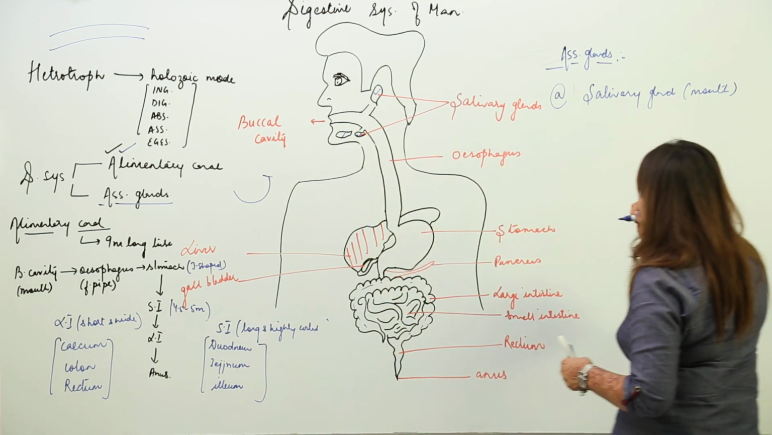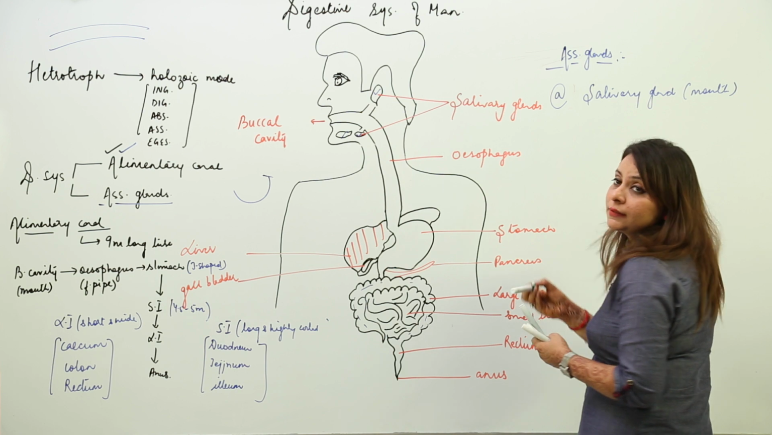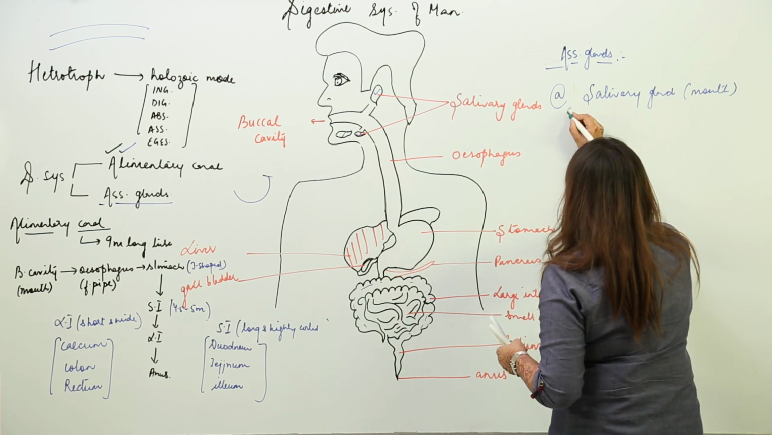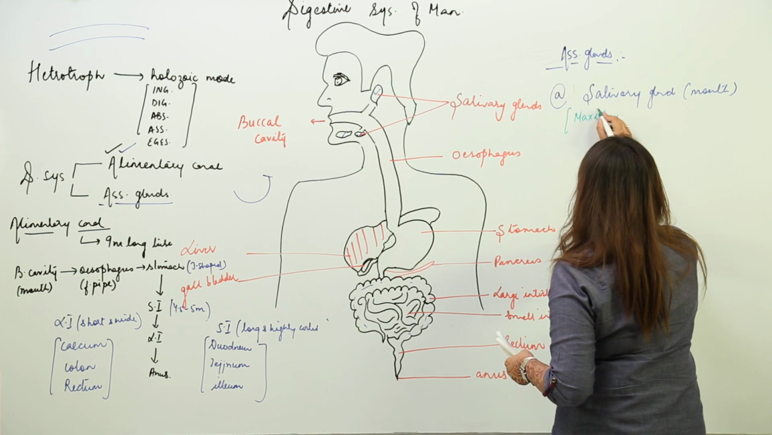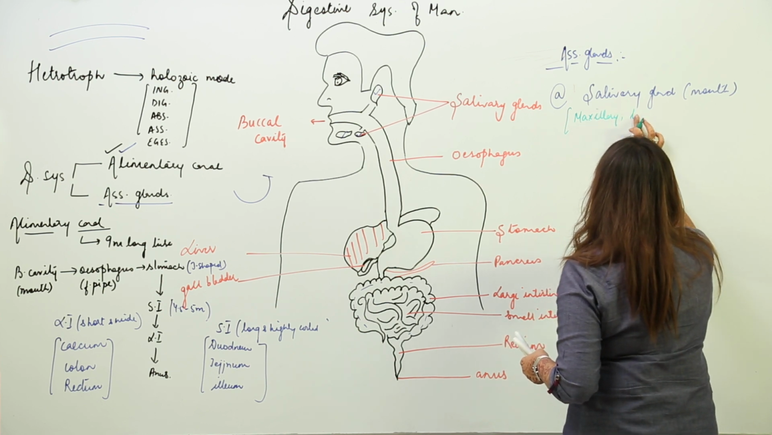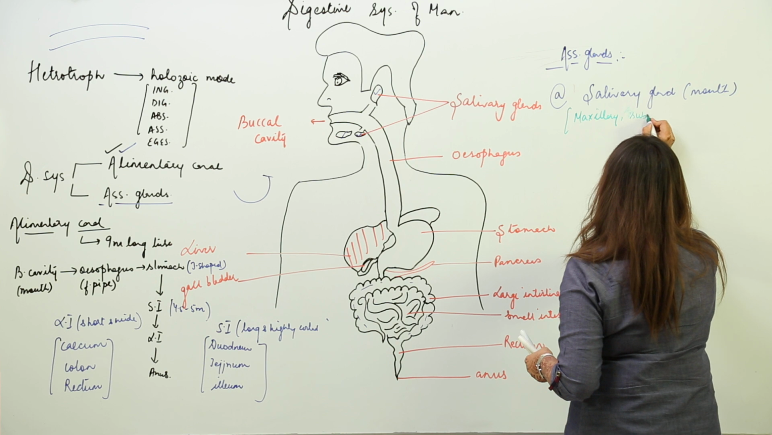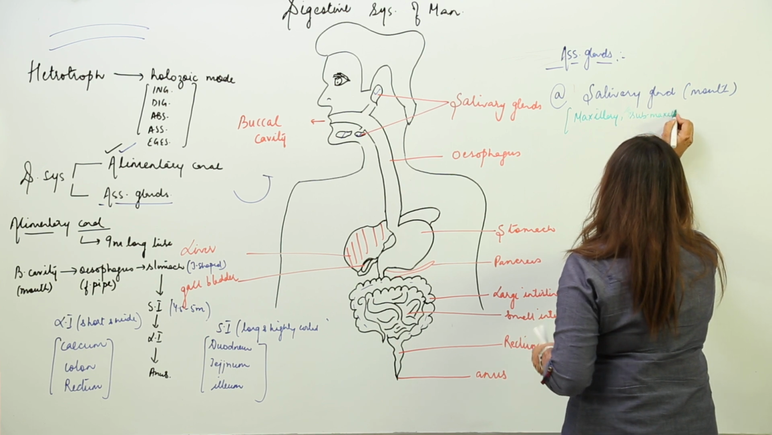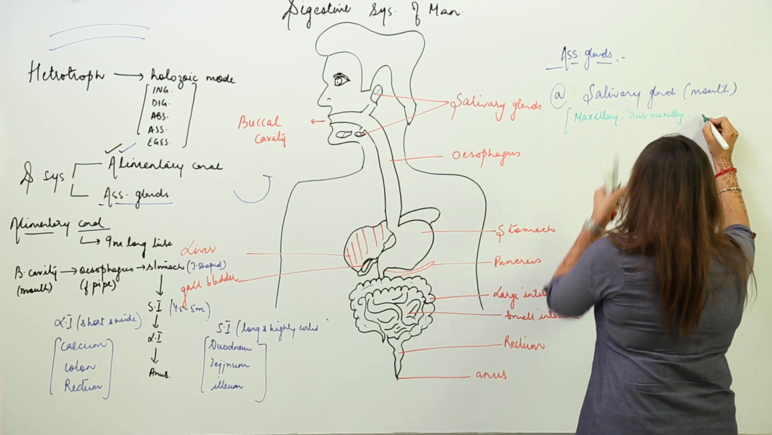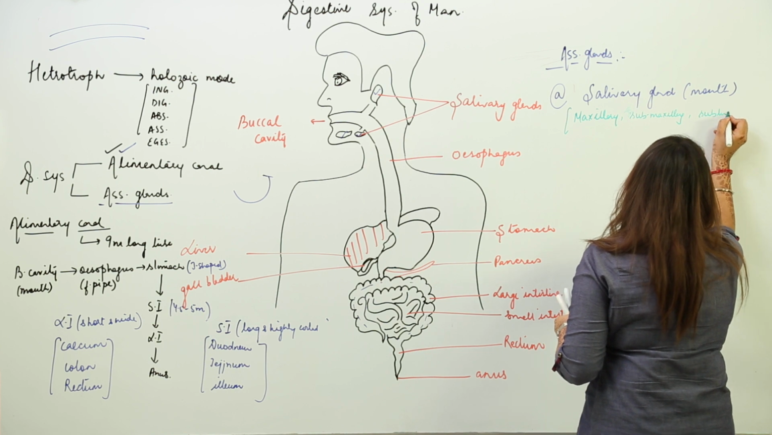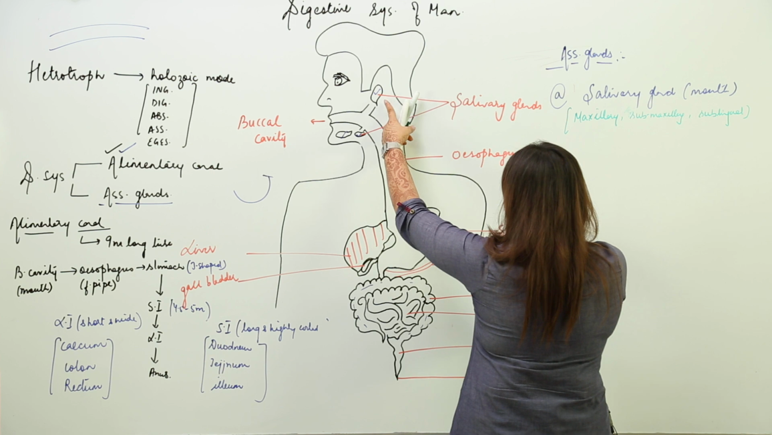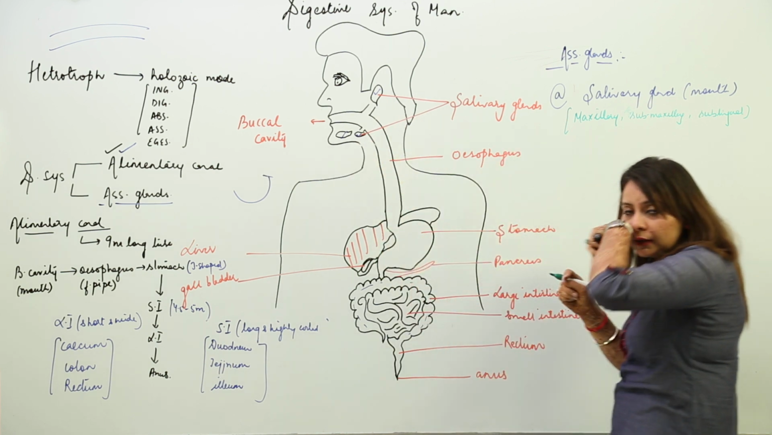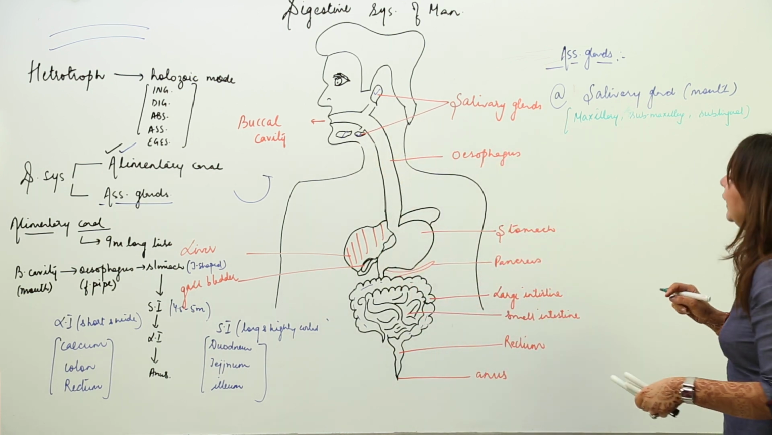There are specific names for the salivary glands. They are not a single gland. It is of three types: maxillary, submaxillary, and sublingual. These are actually the names of the salivary glands which are present. You can see that it is present near the ear, it is present below the tongue. So this is the salivary gland.